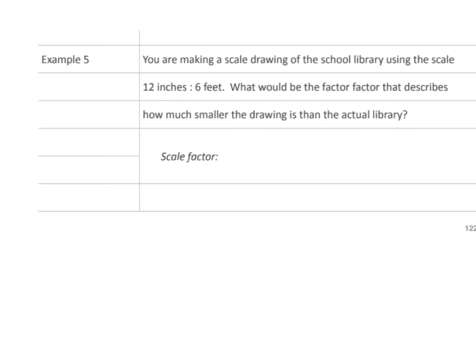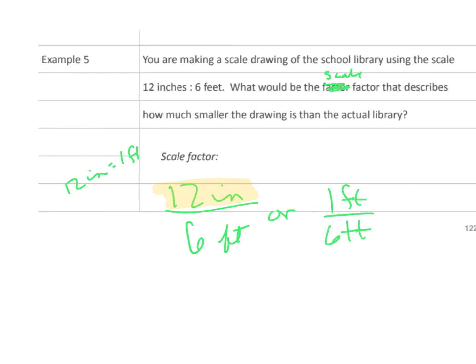So let's do one. You're making a scale drawing of the school library using the scale 12 inches equals 6 feet. What would the scale factor, this should say scale factor, there's a typo in there, that represents how much smaller the drawing is than the actual library. One thing I'd like you to notice is this. What does 1 inch equal? 12 inches equals 1 foot. So we could say that 1 foot is equal to 6 feet.